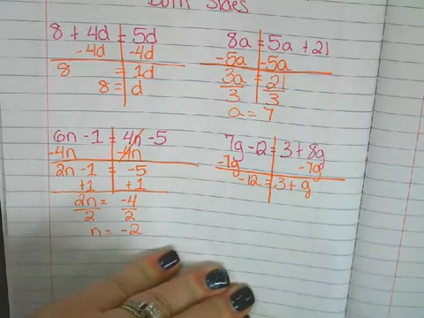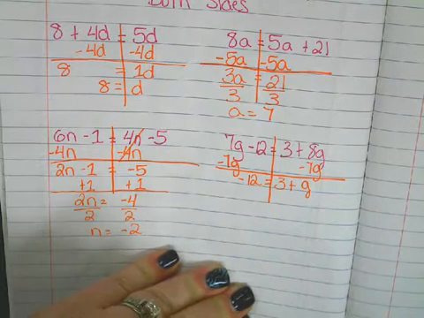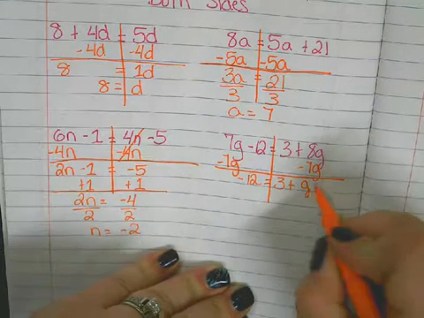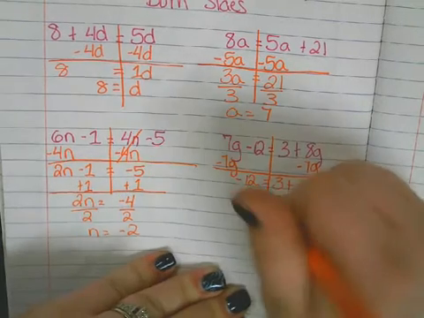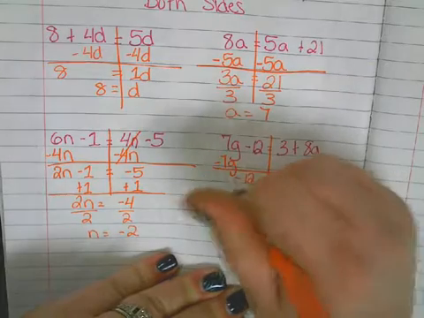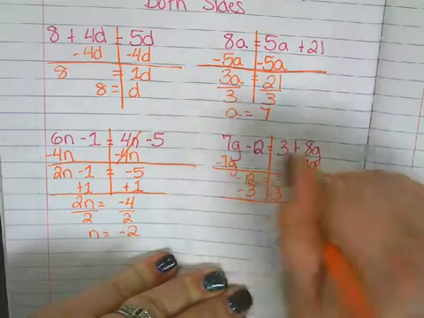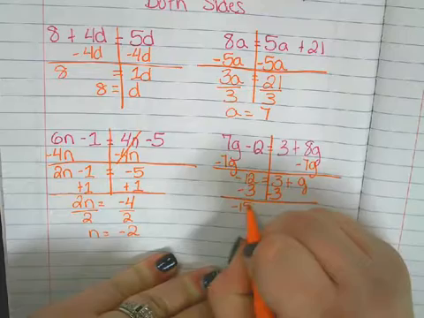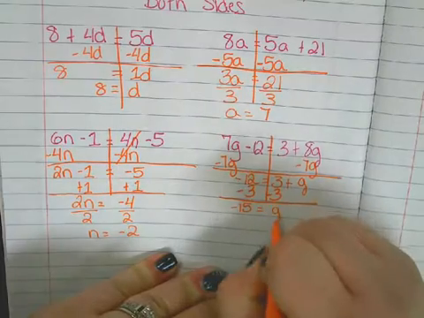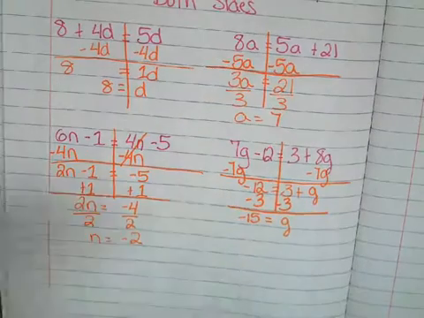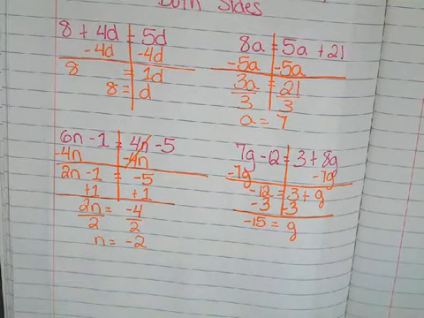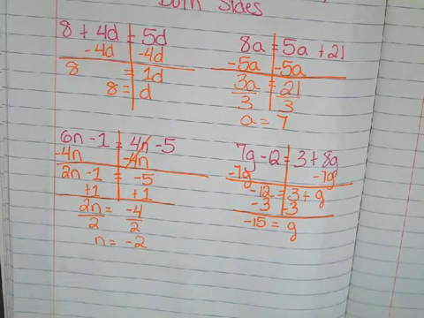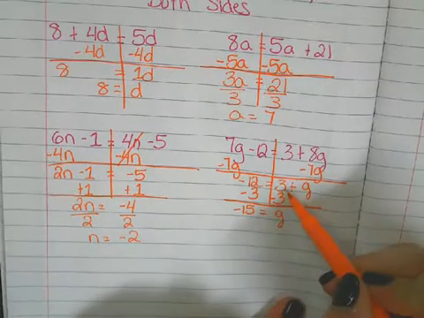Okay, so I have my variable by itself, so what do I need to do next? Subtract 3 on both sides. So I have negative 15 is equal to g. Because it is a positive 3. Look in front of it, it's a positive. The opposite is to add a negative.